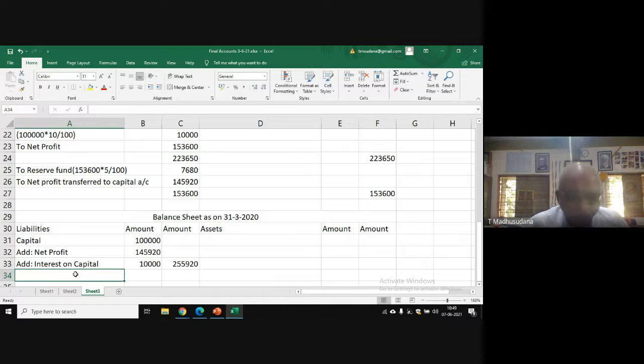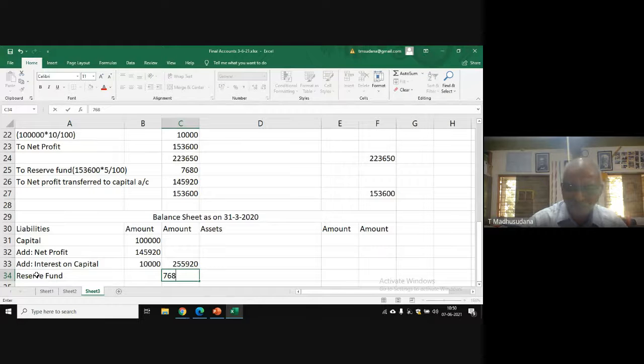Next, reserve fund. Whatever the reserve fund we have created here now, 5% of net profit we have created a reserve fund. That is again here we have to show reserve fund. How much? 7,680 rupees.